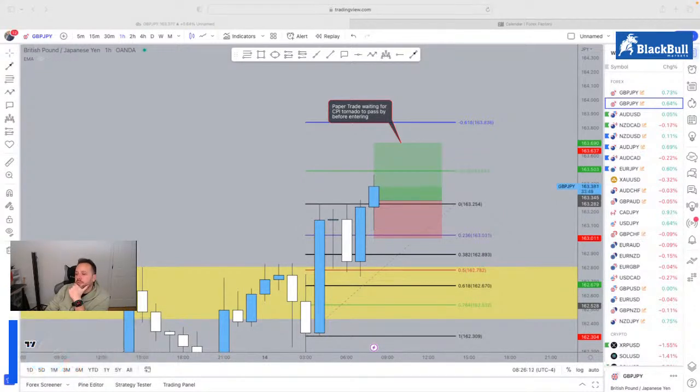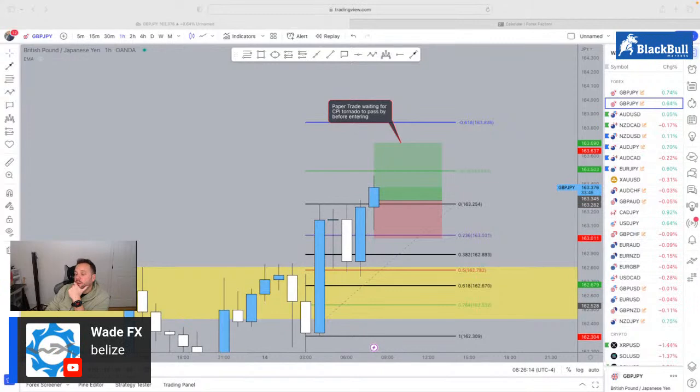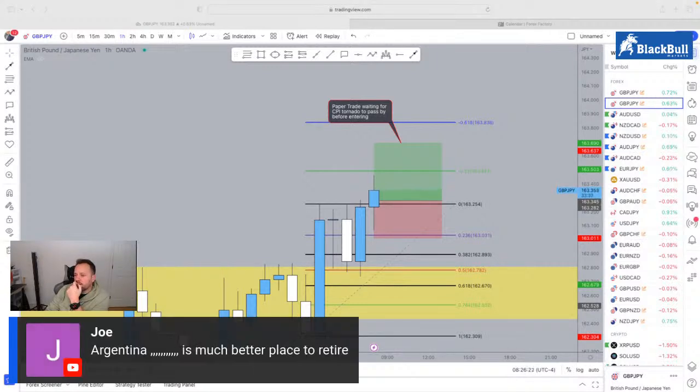Belize has tax breaks, really? Oh, that makes it very interesting. I know that Puerto Rico has some tax breaks, if I'm not wrong, but that's a different area. Right? Argentina is a much better place to retire. Argentina, I'm going to have to check it out.